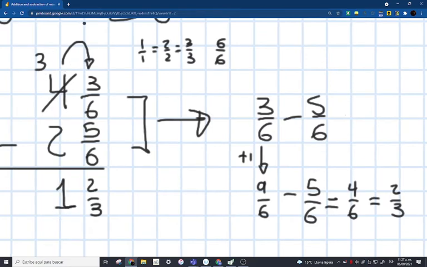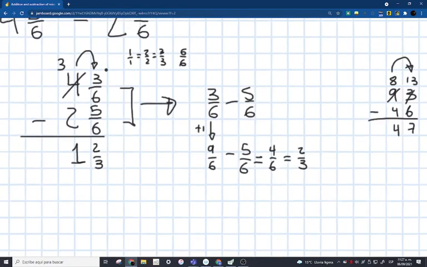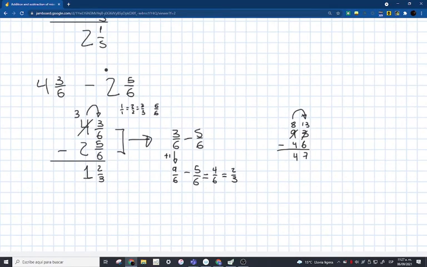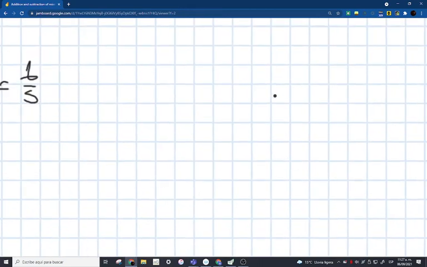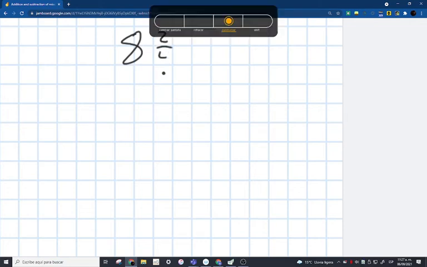Remember, you borrow 1 from the previous one. But let's make another example, just in case you didn't understand it very well. Let's make another one. So maybe I'm going to make 8 and 2/5.